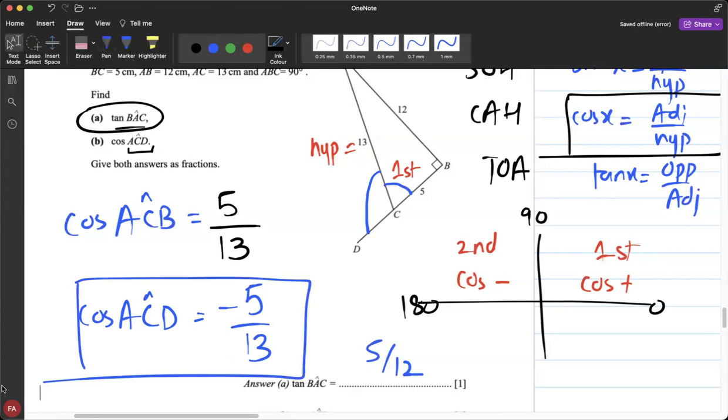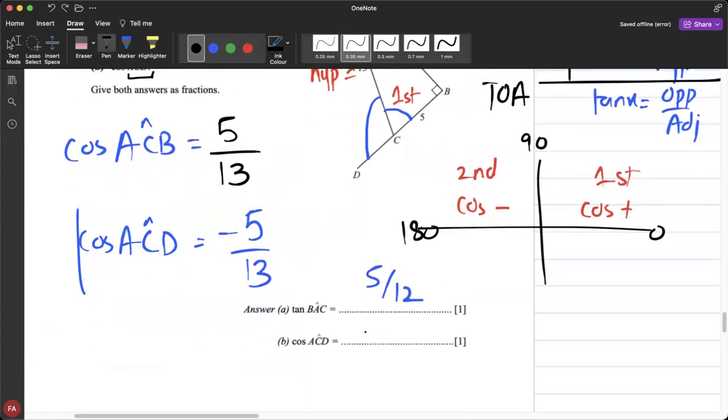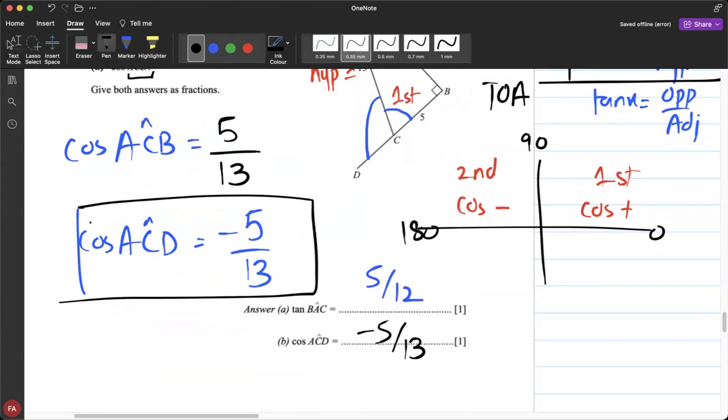This is something that's worth, in my opinion, $1 billion. So I hope everyone is clear as to why the answer is minus 5/13. Again, a very cumbersome question, in my opinion, if you're not taking add maths. But I hope the concept is slowly building up.